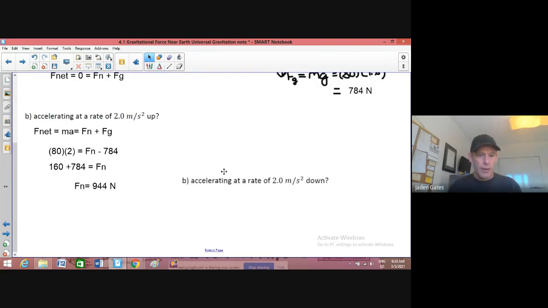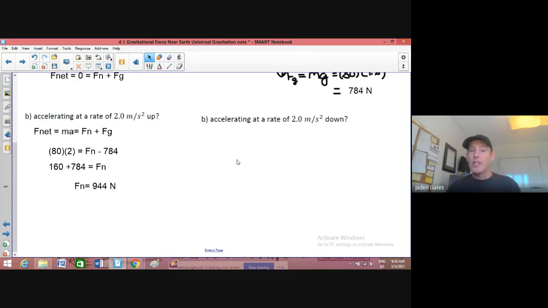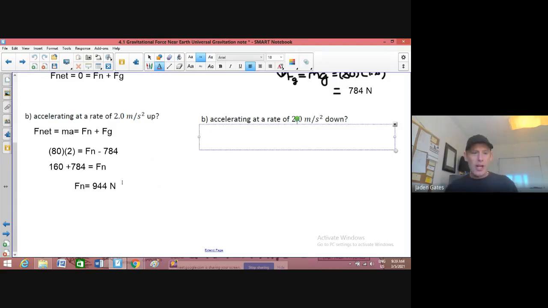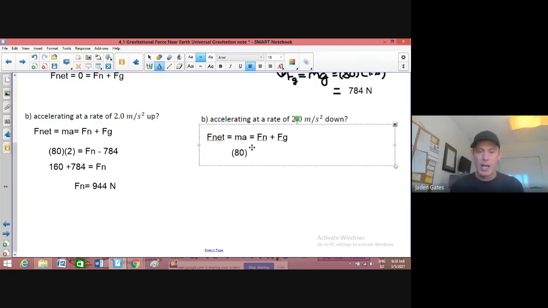Accelerating at a rate of 2 meters per second squared, but down this time. I'm going to use the same formula and see what our scale does. My guess is if our elevator's on our way up and we weigh more, well, on the way down, we're probably going to weigh less. But again, F net in this situation, because we're accelerating, is going to be equal to ma, which is not going to be 0. And again, we have Fn plus our Fg. Our mass hasn't changed. It's 80. Our acceleration, we're on our way down this time, so minus 2 equals Fn, and our Fg is downward, so it's minus 784.